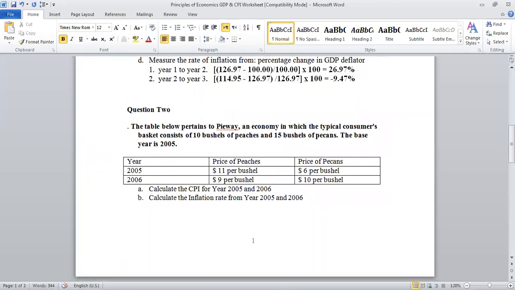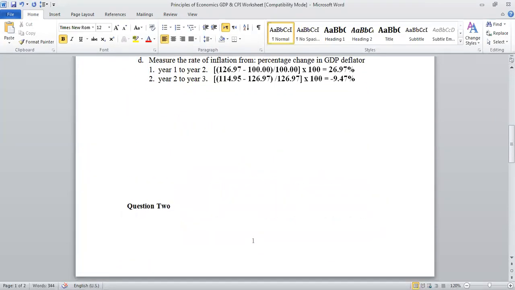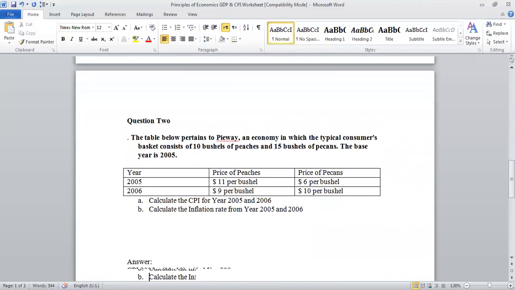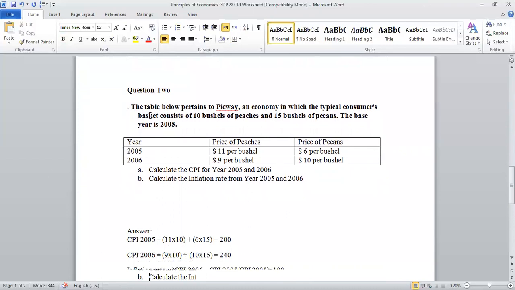Let's put it down here to have more space. Okay, question number 2. We have a table and they're giving us, we have an economy here. We have two goods, peaches and pecans. And هو بيقول لي إيه؟ إن the typical consumer basket consists of 10 peaches and 10 pecans. ده quantity. The base year is 2005.